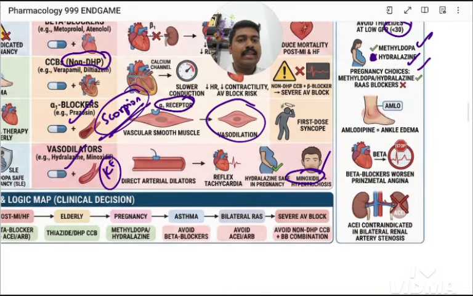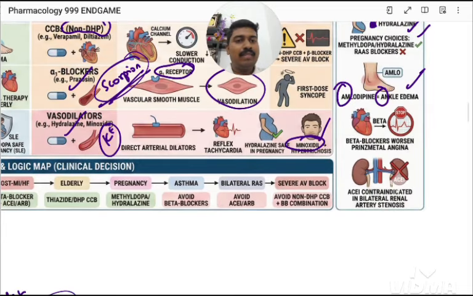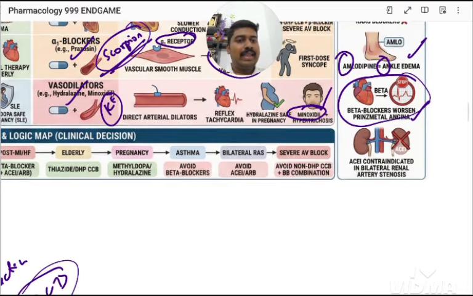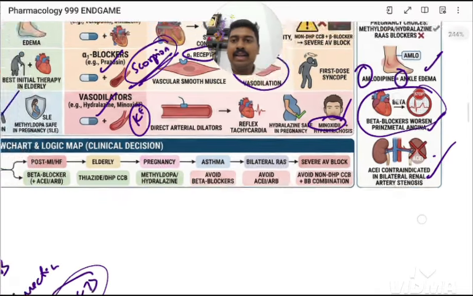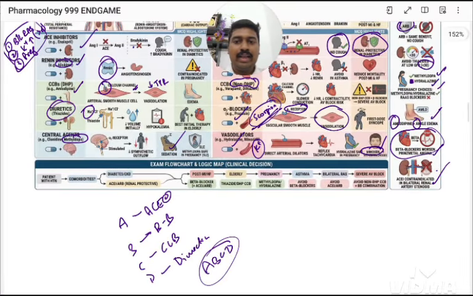Next, amlodipine causes ankle edema. Remember this, A for amlo, ankle for amlo. Next, beta blockers worsen Prinzmetal angina. I think I have discussed this already. Next, ACE inhibitors are contraindicated in bilateral renal artery stenosis, which I have already explained.